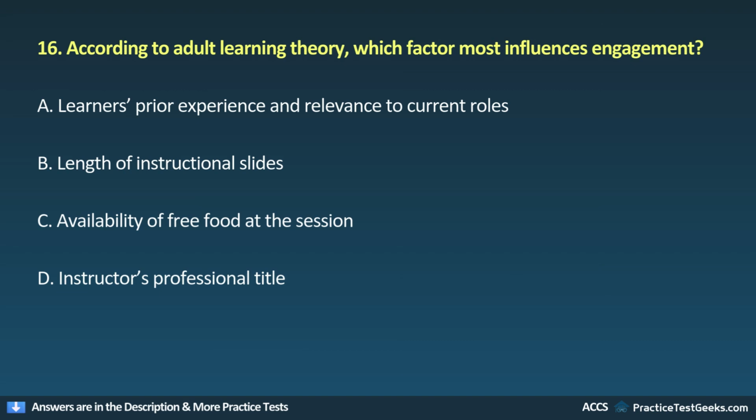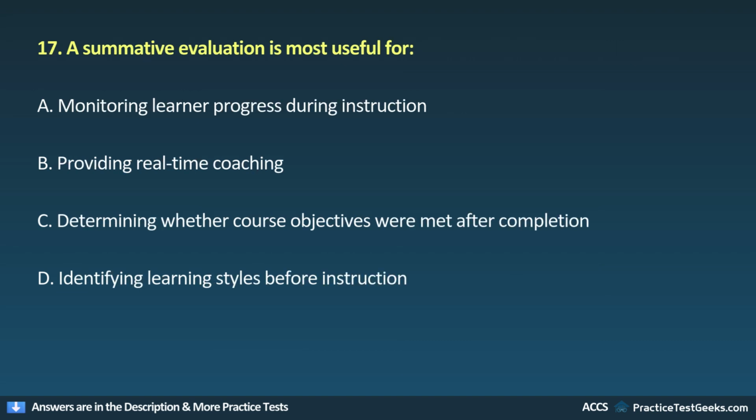16. According to adult learning theory, which factor most influences engagement? A. Learners' prior experience and relevance to current roles. B. Length of instructional slides. C. Availability of free food at the session. D. Instructor's professional title.